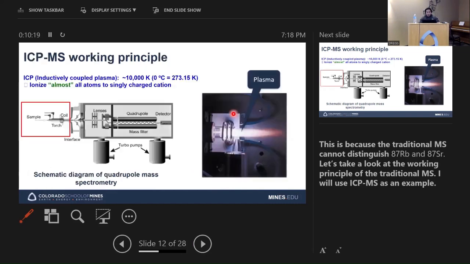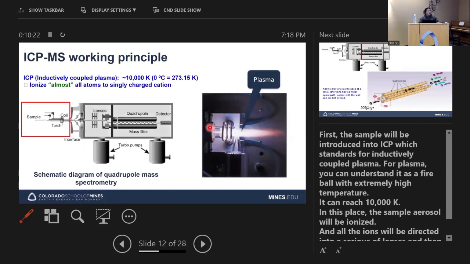So how does this work? First, the sample will be introduced into the torch, and the instrument will produce a fireball called plasma. The temperature of the plasma is really high, it could be 10,000 Kelvin. And this is the place where all the material will be ionized.